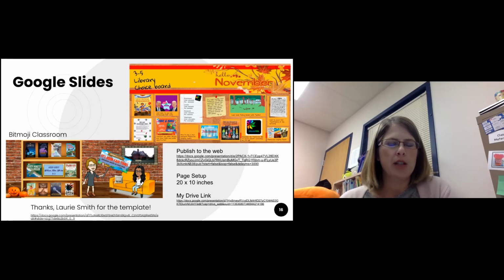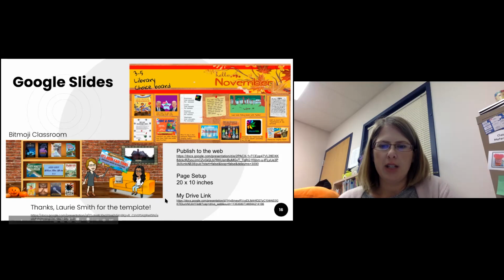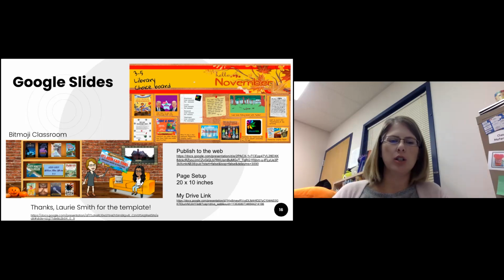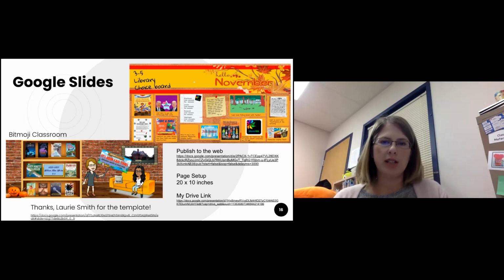So this is a Google slide. It has a Bitmoji person of me. And then I have this embedded, as I said, into my main page of my Destiny. So if I go into my drive, it is a live link. If I change where I'm standing, it's going to immediately change on my page. So that's a nice feature.